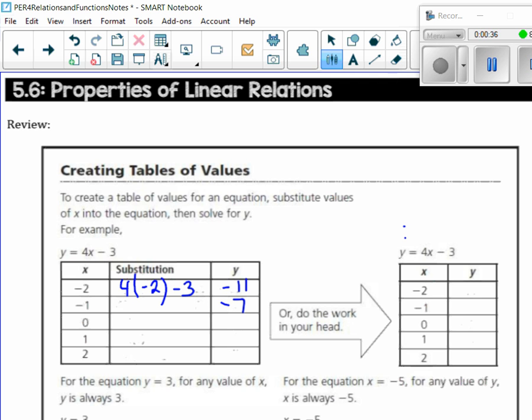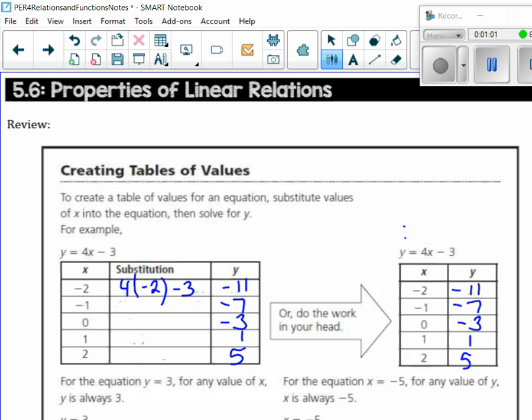Negative 7. 0 goes in there. What do we get? Negative 3. 1 goes in there. 1. 2 goes in there. We get 5. So they're just saying you're probably going to just do it like this, right, instead of showing your work here. And so what do you do with this table of values?